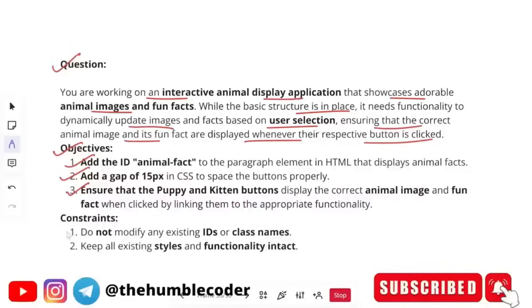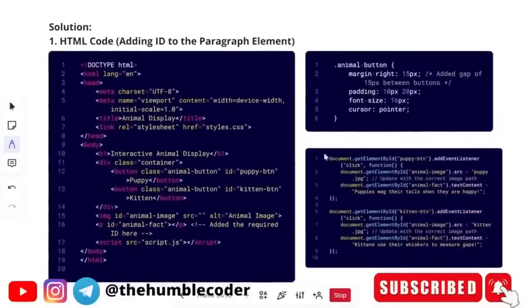Constraint is do not modify any existing IDs and class names, keep all the existing styles and functionality intact. See guys, don't focus much on the JavaScript part, because most of the things will be already set up and given to you in the code. Your main part is to set up the HTML part, CSS part and basic JavaScript, whichever is required.